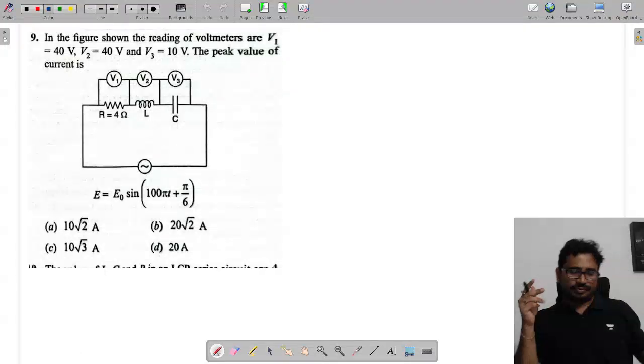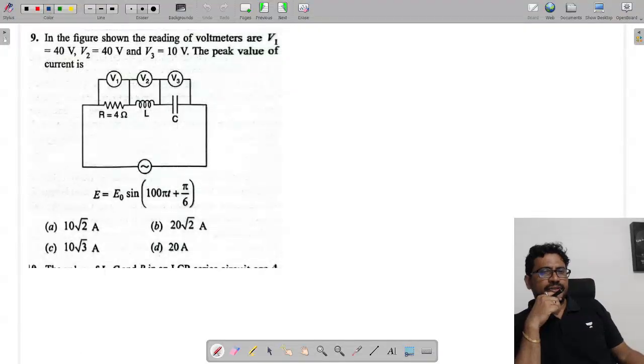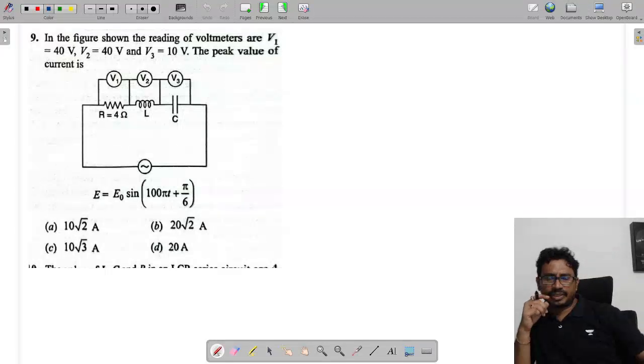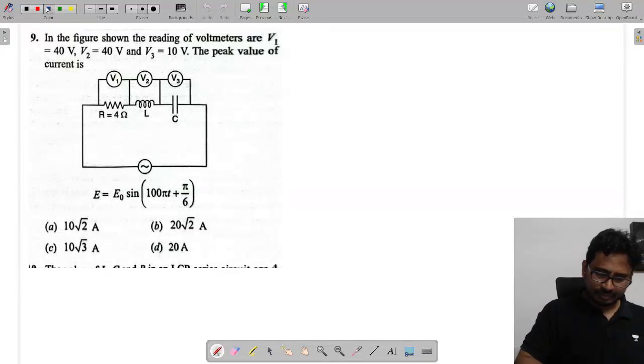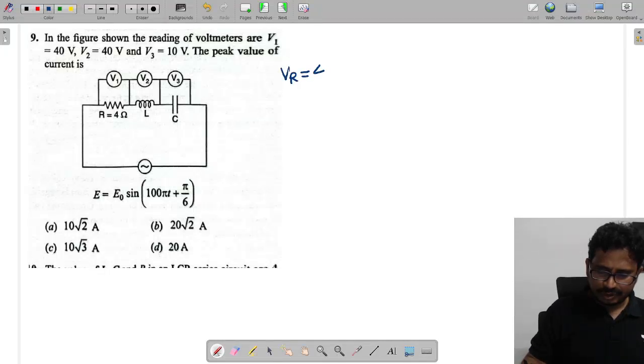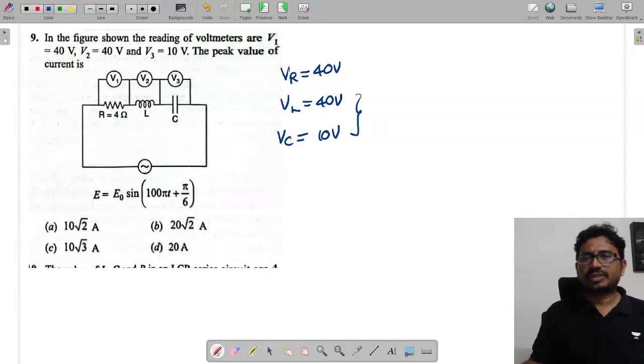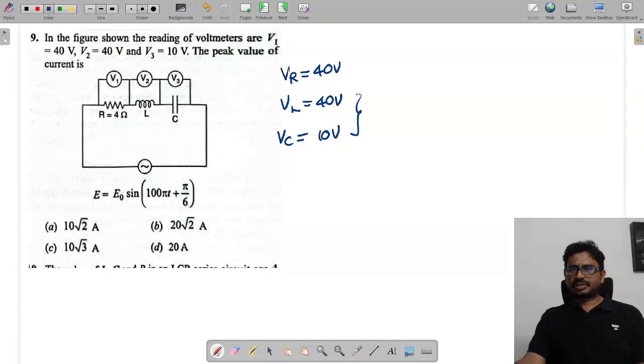Next one. In the figure shown, the reading of voltmeters V1 is 40, V2 is 40, V3 is 10. The peak value of current is? So V1 means the voltage across the resistor VR, which is 40, V2 means VL, that is also 40, and VC is 10. Here VL and VC are not equal, so this is not a resonance.